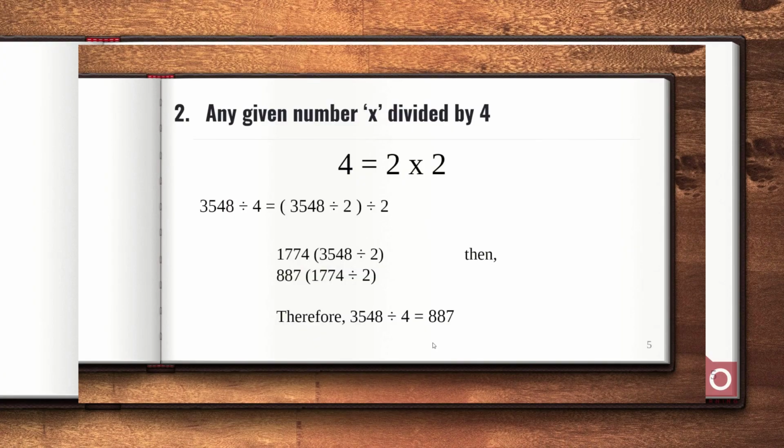The next advantage here is when we need to divide any given number by 4. Now 4 is 2 times 2, which actually means we can follow the halving concept twice. So 3,548 divided by 4 actually means that we first divide 3,548 by 2 and then divide the whole answer again by 2. So by following the halving concept 2 times, we get our answer as 887.